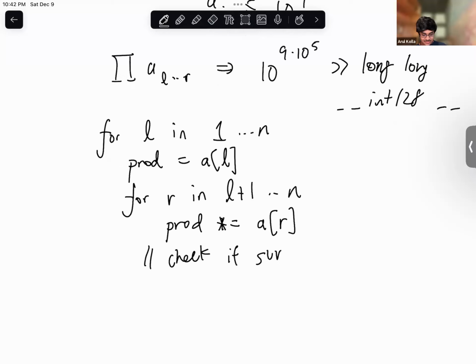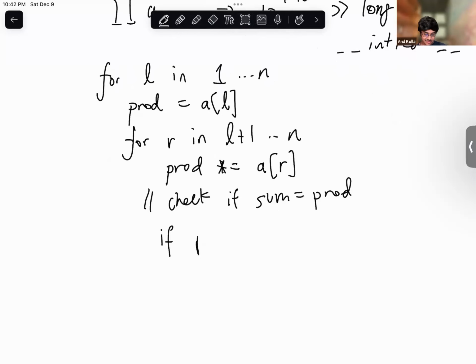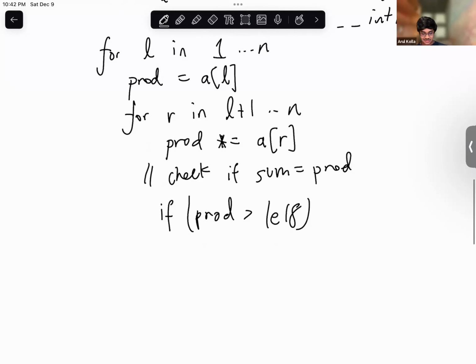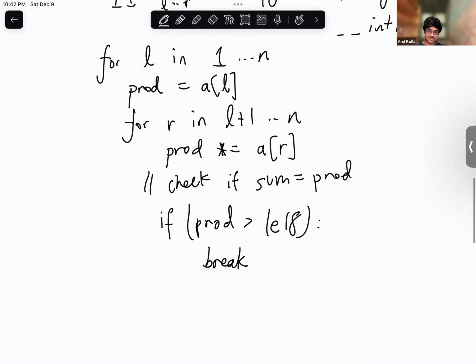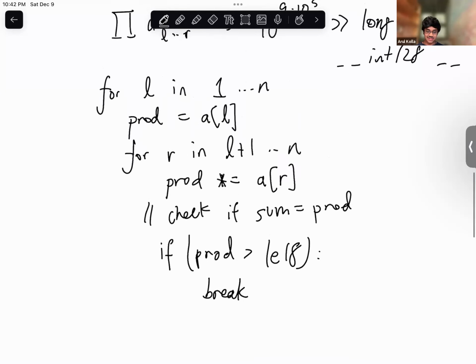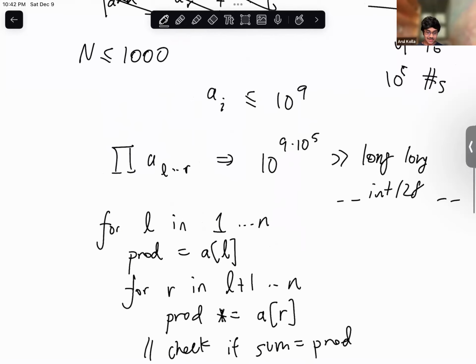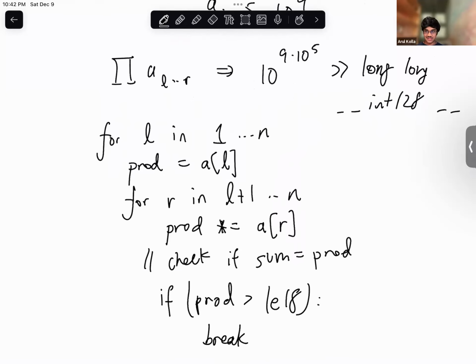Then you just check if sum equals product, right? And then you should also have a check here for overflow. So if the product is greater than, let's say, 10 to the 18th, the product won't become bigger than 10 to the 18th because the sum won't match it. But if the product is 10 to the 18th, then you should just break out of here and avoid overflow. So this is how you should do the brute force. A lot of people didn't seem to realize this, and that's why we had a lot of people not even get the brute force subtask. So this is just something to point out.